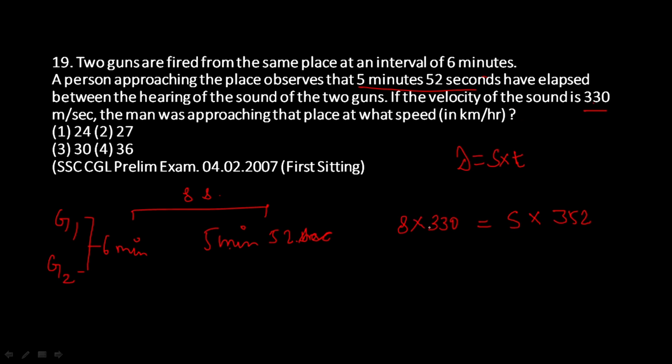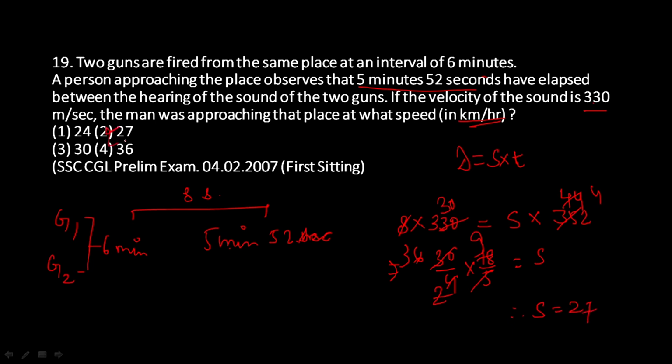So how we'll do it? 8 fours are 32, 11 threes are 33, 30. So what we are getting is 30 upon 4 into 18 by 5, because the answer is required in km per hour. It was given in meter per second. So 5 6s are 30, 2 2s are 4, 2 3s are 6, 2 9s are 18. So 27 is the answer. Speed is 27 km per hour.